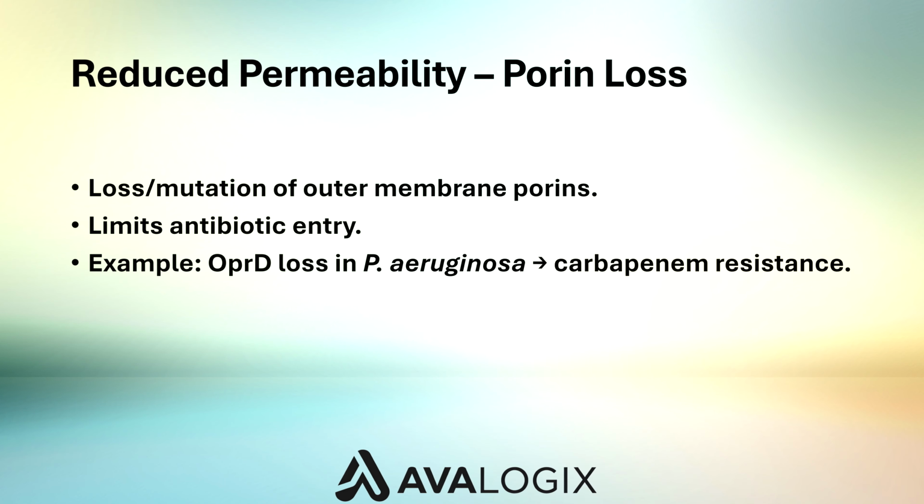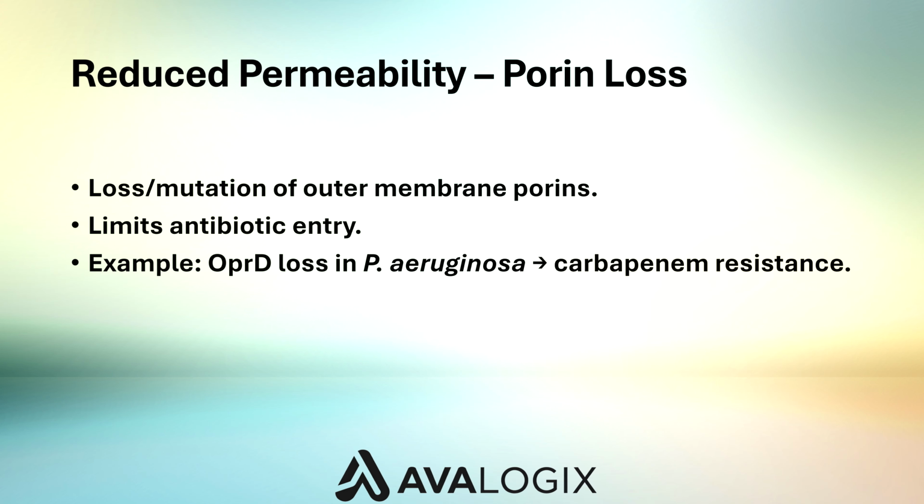Now, let's explore another powerful resistance mechanism, reduced permeability, particularly through the loss or alteration of porins. Porins are proteins located in the outer membrane of gram-negative bacteria. They act like gatekeepers, allowing small hydrophilic molecules, including many antibiotics, to enter the bacterial cell. When bacteria lose these porins or mutate them, antibiotics can no longer effectively penetrate the cell. This drastically reduces drug accumulation at the site of action.